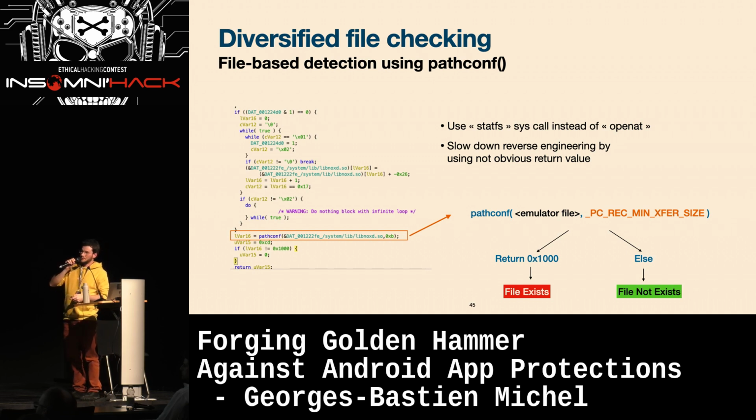Just another trick used by this kind of tool is to diversify how the application checks if a file exists or not. The application could use fopen, for example, but by using pathconf, it allows the protection tools to hide the return value. It is less obvious to read when a file exists or not, because with pathconf the file exists only if the return value is 0x1000. So it is just a small trick. But at the syscall level, pathconf doesn't do an openat system call, but a statfs.